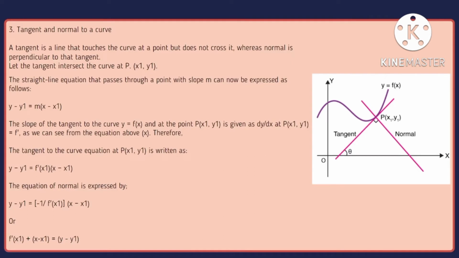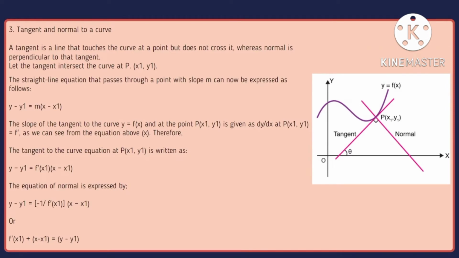Number 3, tangent and normal to a curve. A tangent is a line that touches the curve at a point but does not cross it, whereas a normal is perpendicular to the tangent. Now the tangent intersects the curve at P(x1, y1). The straight line equation that passes through a point with slope m can be expressed as follows: y minus y1 equals m(x minus x1).